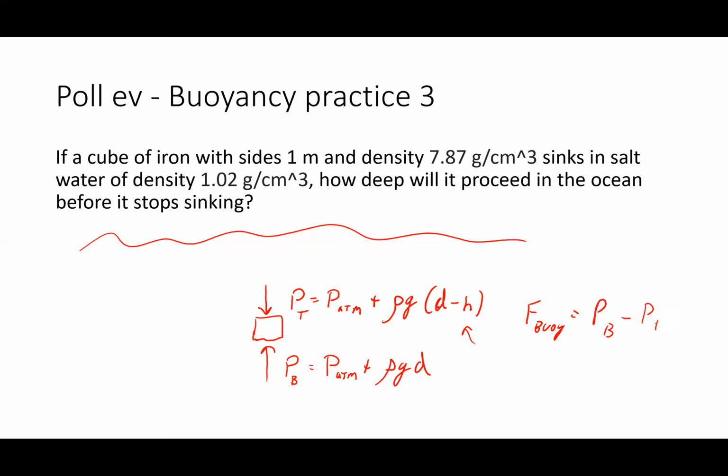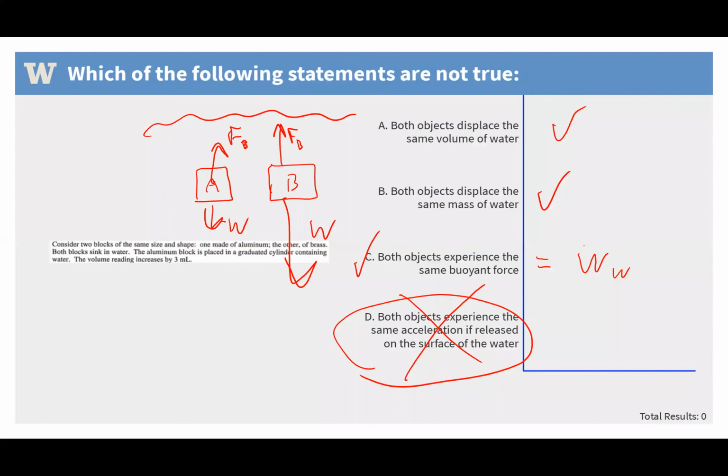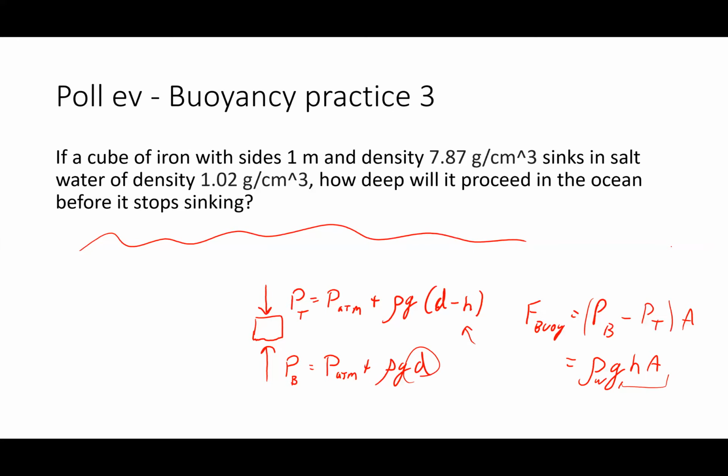Subtract the pressure at the top from the pressure at the bottom, multiply times area, and I'm going to get density times g times height times area, or the density of the water times g times the volume of the object. So that's not dependent on depth at all. So in fact, the buoyant force stays constant as depth increases. And so this object is going to sink all the way to the bottom.